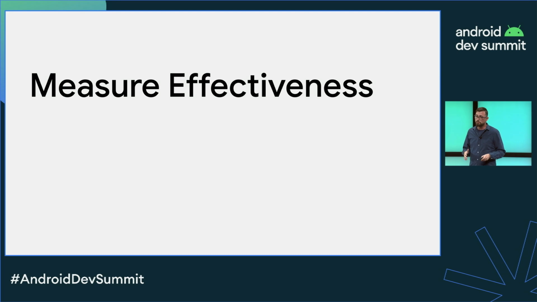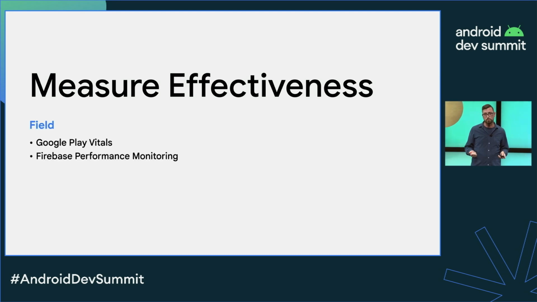Now, let's see how to verify the benefits of baseline profiles. There are two ways. The first option is you can check your field metrics. That is Google Play Vitals, Firebase Performance Monitoring, or any other service you use for metrics of your app. You should see improvements in your app startup or smooth experience, but that's only after you ship the version of your app.